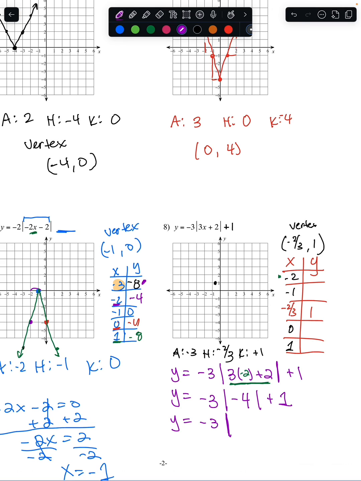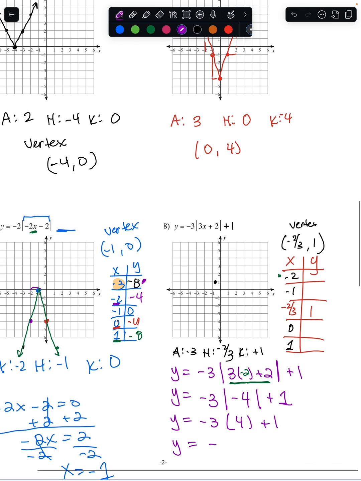Once we change that to a +4, we're going to change that to parentheses because we've acknowledged that 4 was changed, plus 1. And then we got -3 times 4 is going to be -12, plus 1 is -11. And we can't fit that on our graph. So we keep moving along.